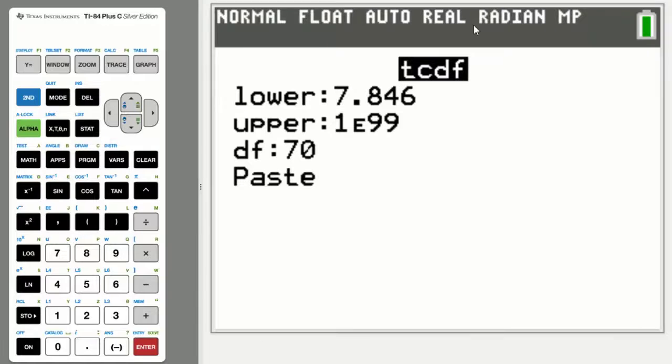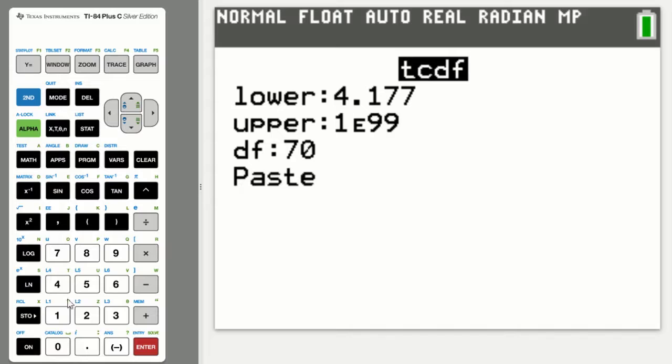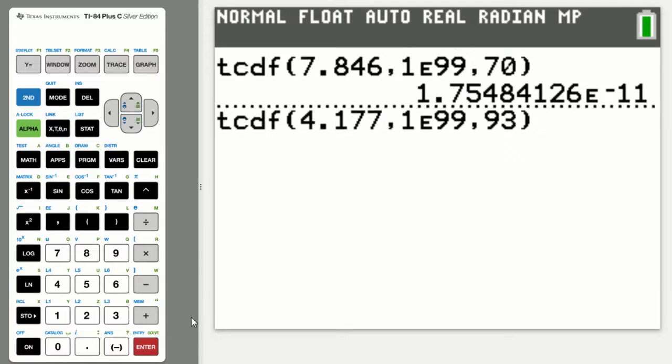So in my calculator, now the lower end, I am going to enter 4.177. And the upper end is, of course, infinite. It's an indefinite upper end, so I am going to enter 1E99. The degrees of freedom for our sample is 93. So that's what I'm entering, and now I'm going to hit enter a few times.